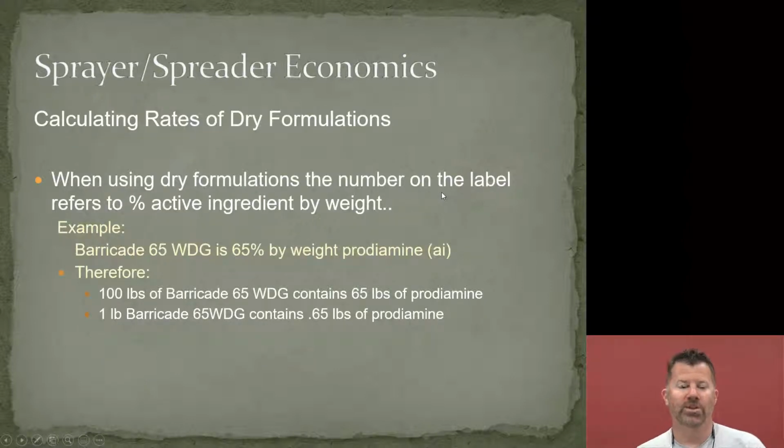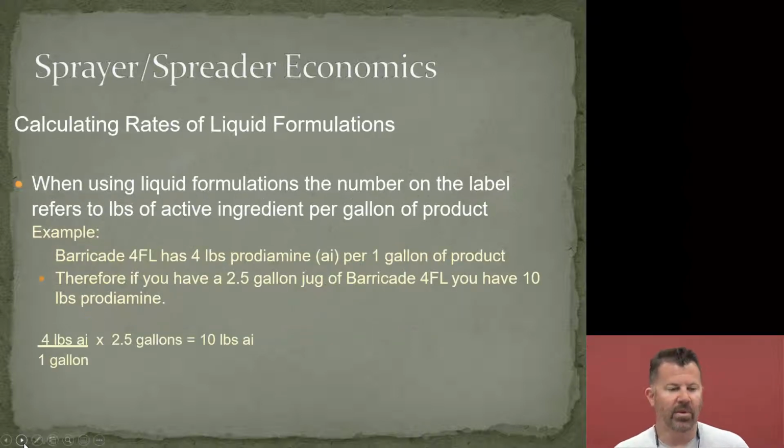Calculating rates of dry formulations. When using dry formulations, the number on the label refers to the percent active ingredient by weight. Example, the Barricade 65 water dispersible granule is 65% by weight prodiamine active ingredient. Therefore, 100 pounds of Barricade 65 water dispersible granule contains 65 pounds of prodiamine. 1 pound of Barricade 65 water dispersible granule contains 0.65 pounds of prodiamine.